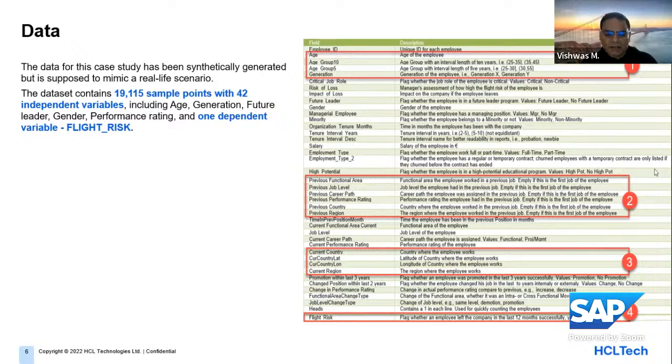Then we had a second group for the previous function area, previous job level, all those things from the previous job. Then we have one group about their location. We had current country, latitude, longitude, regions. We were able to drop some points from here as well. And finally, we had the flight risk as the fourth point here, which was the dependent variable. The data was synthetically generated, but it was supposed to mimic a real life scenario.